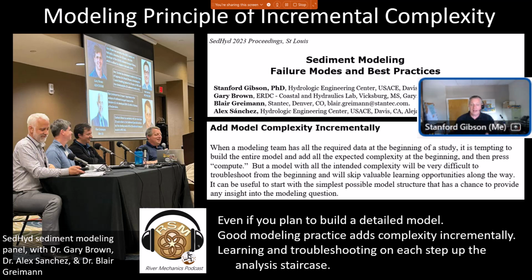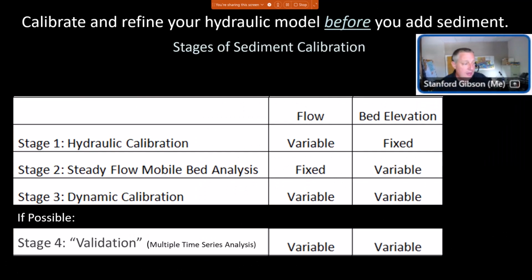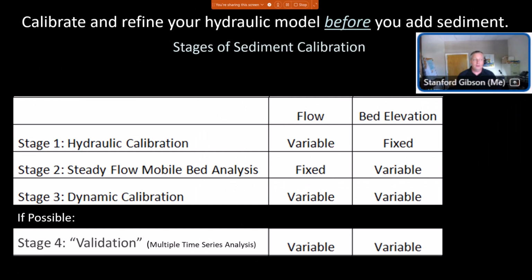We put our terrain in, we make the mesh really detailed, we add all the structures, we add all the data, we press compute, and if it runs, it doesn't calibrate, and then we don't actually know where the model went wrong because we added all the complexity at once. We didn't add increments of complexity and then evaluate them to see if they made sense before we moved on to the next one. But the incremental complexity approach lets you evaluate where your model failed as you add each increment. And so the incremental complexity approach to model formation is actually in our guidance.